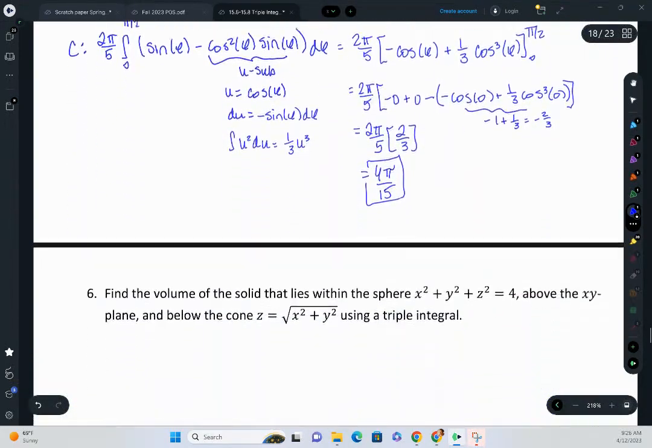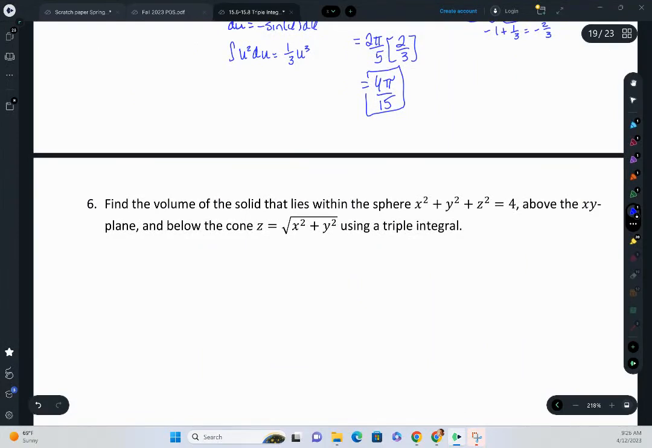Okay, next example. Find the volume of the solid that lies within the sphere x squared plus y squared plus z squared is 4, above the xy plane, and below the cone z equals the square root of x squared plus y squared, using a triple integral. So what we have to remember here is that the volume is equal to the triple integral over E of 1 dV. Okay, so our integrand is 1. We've got to work on the bounds.